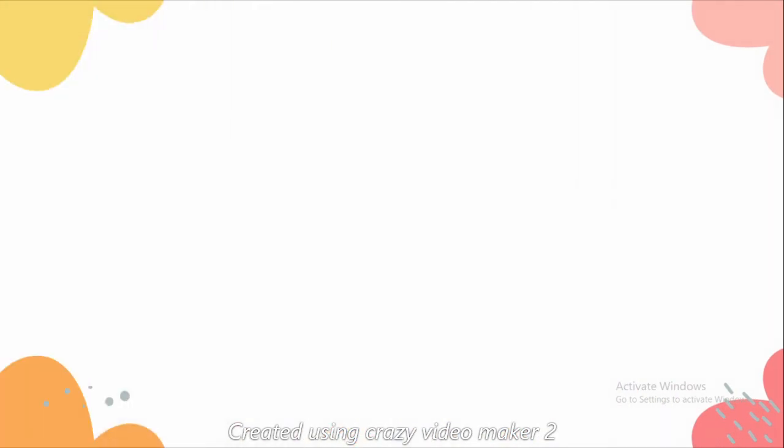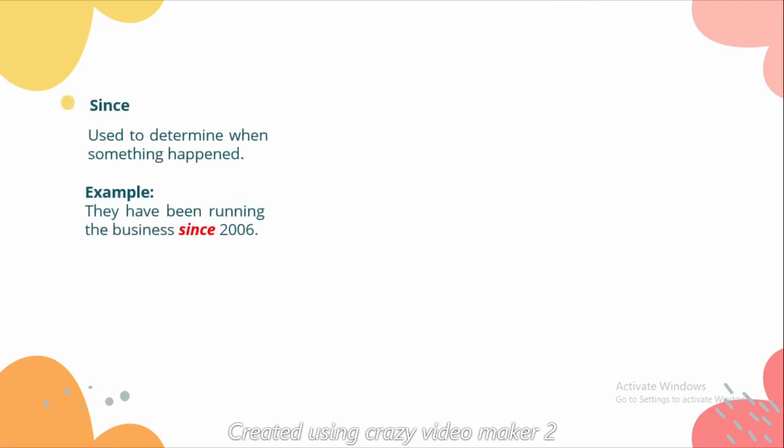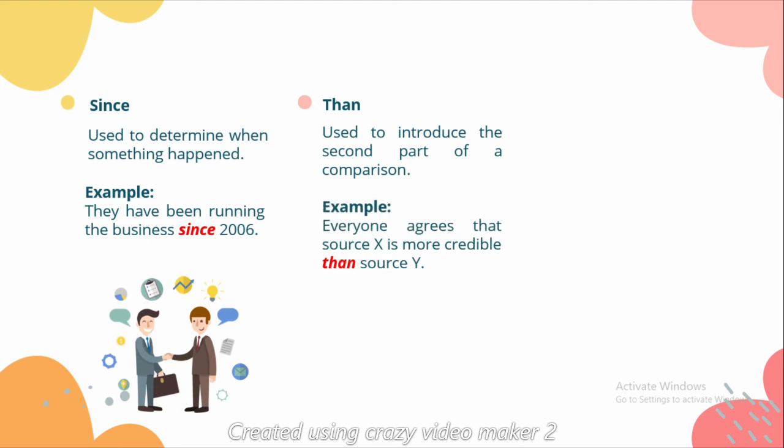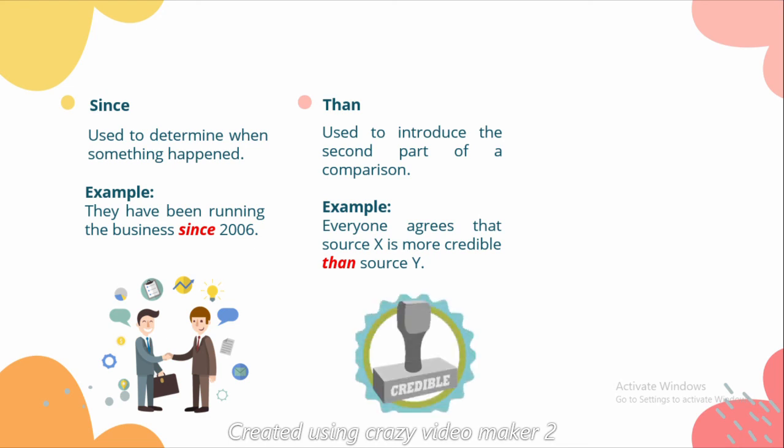Preposition since. Used to determine when something happened. For example, they have been running the business since 2006. Preposition than. Used to introduce the second part of the comparison. For example, everyone agrees that source X is more credible than source Y.